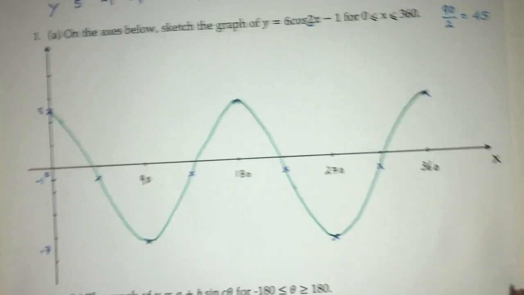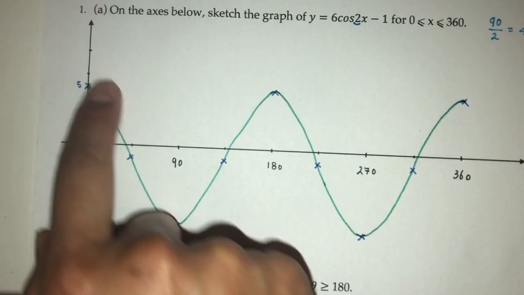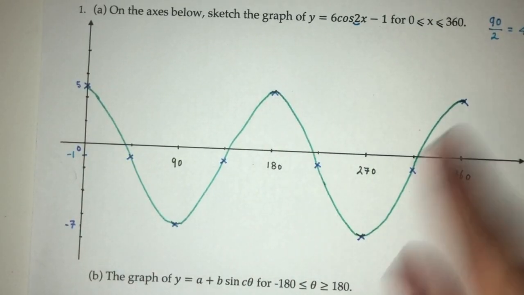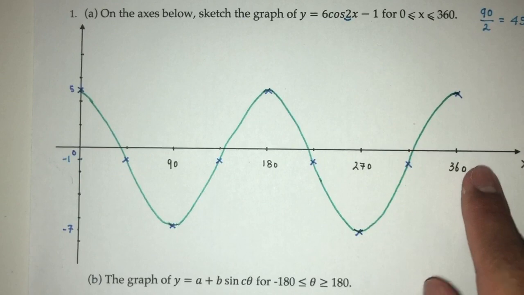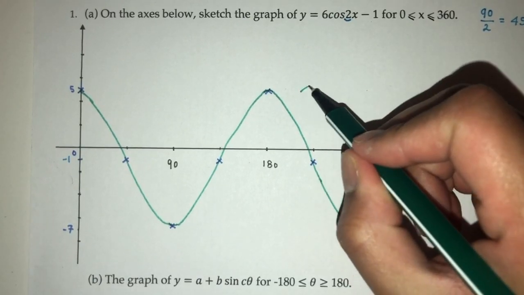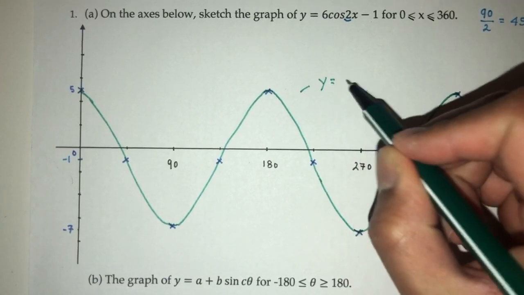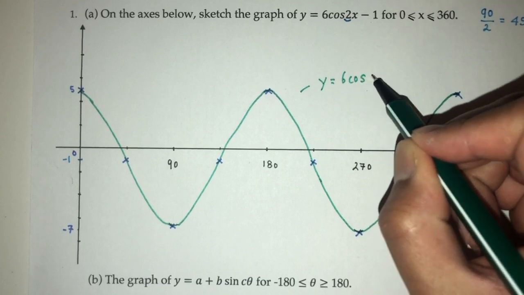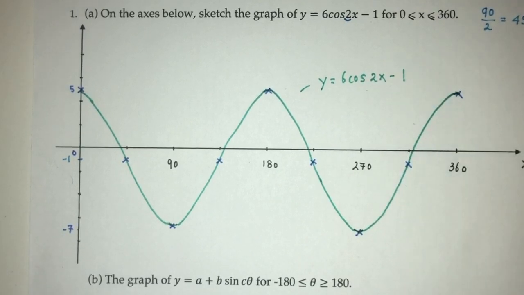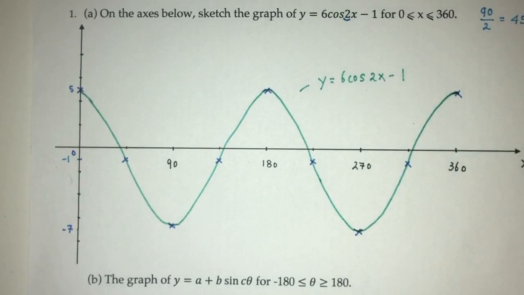Okay, so that will be the shape of the curve. As you can see, we have 1 cycle and 2 cycles for this curve between 0 and 360, and at the end label the curve as required. y is 6 cos 2x minus 1. Okay, that is for part A of the question.